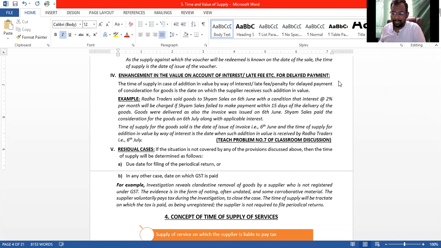Yes or no? Right? So the situation. So there are so many people who are actually liable for registration but not taking registration. So many people. Subsequently, what happens? See, one or the other day they will get caught by the department, right?